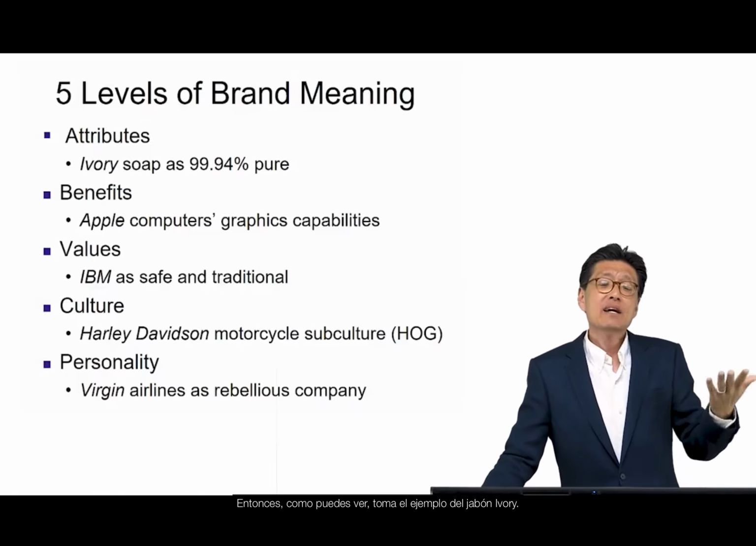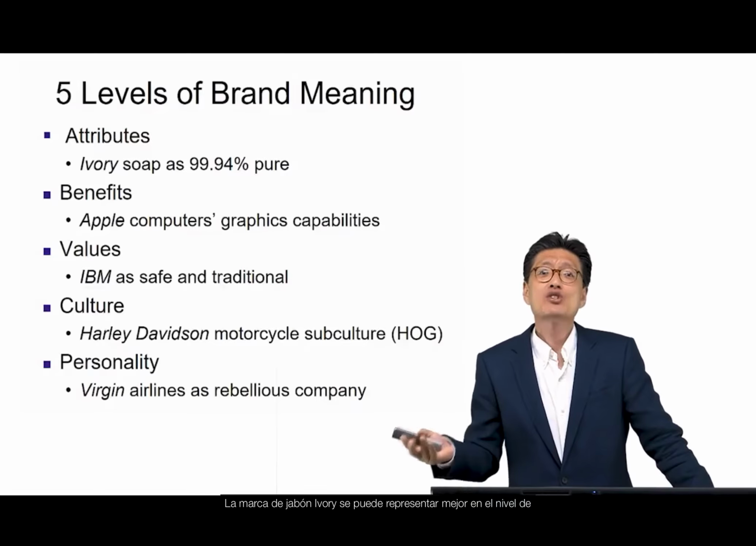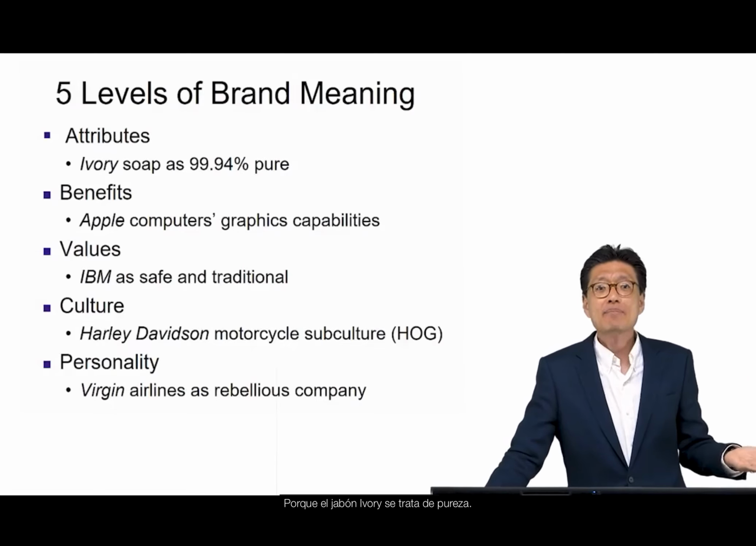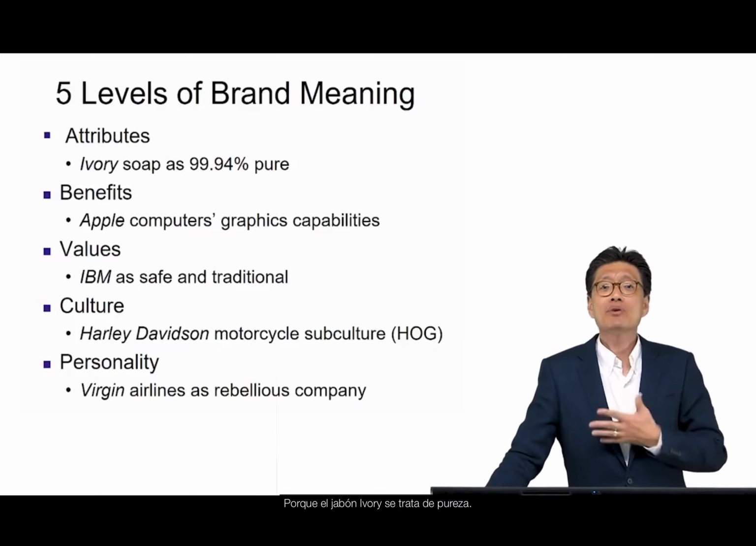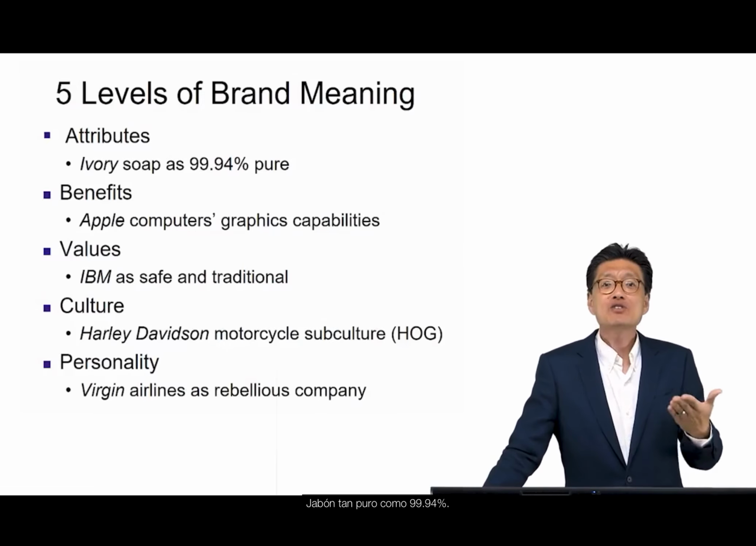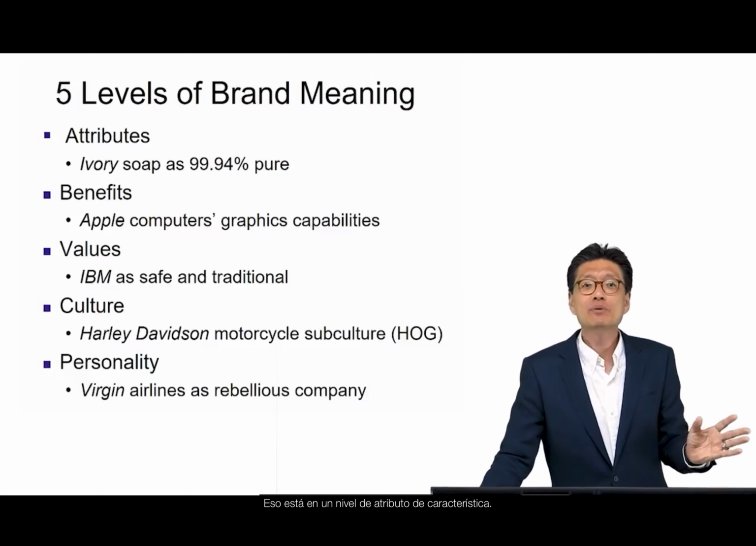So as you can see, take the example of Ivory Soap. The brand Ivory Soap can be best represented at the attribute level, right? Because Ivory Soap is about pureness. That's what they're known for. It's gentle, pure. Ivory Soap is 99.94% pure. That's at a feature attribute level.